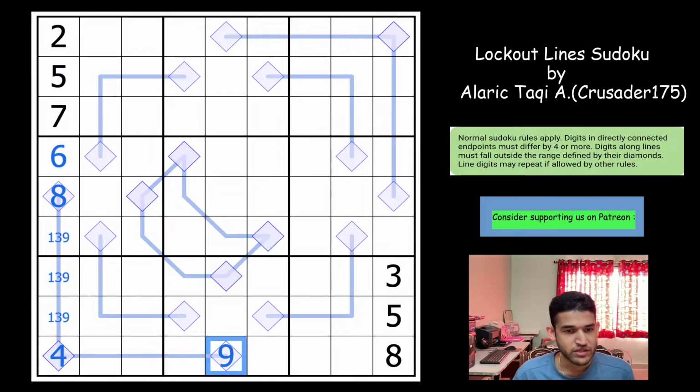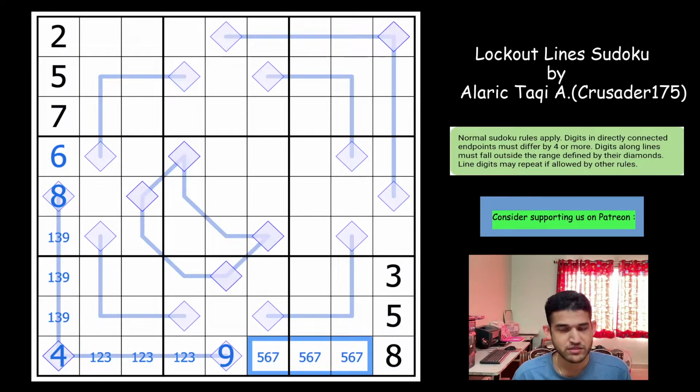And now you can look at these cells. They are forced to be 1, 2 and 3. Because they can't be between 4 and 9. Nor can they be 4 or a 9. So this is 5, 6 and 7. Okay, there is no 5 in these 2 cells. So that's a 5, and that is not a 5, 6 and 7.